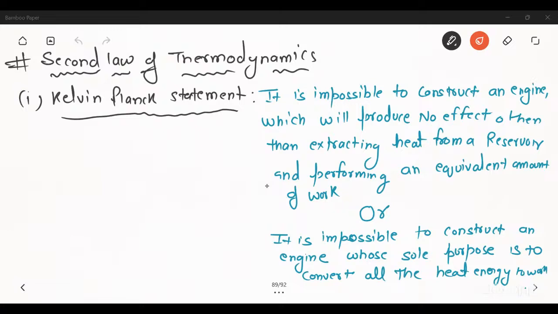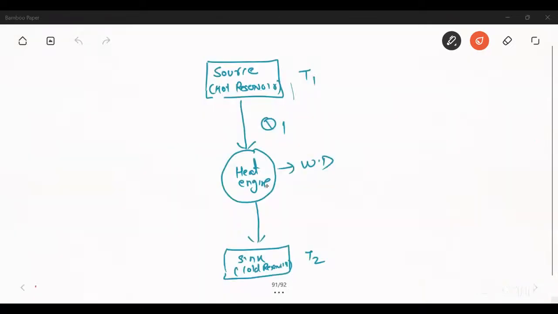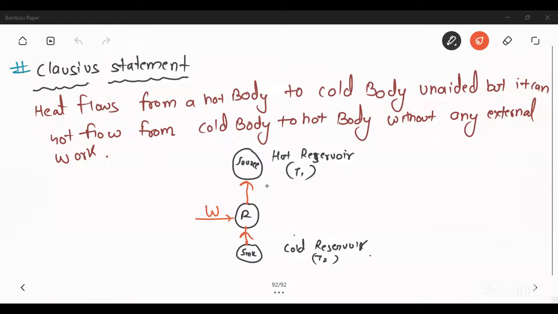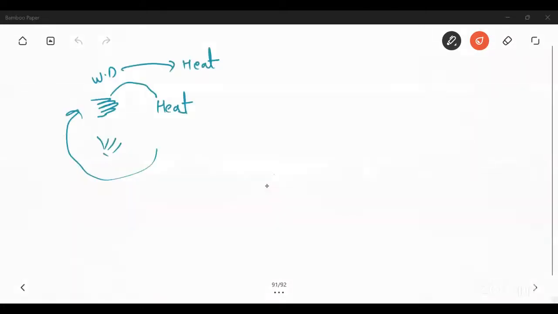Kelvin-Planck statement states that it is impossible to construct an engine which will produce no effect other than extracting heat from a reservoir and performing an equivalent amount of work. Or simply, you can say that the Kelvin-Planck statement says to us that it is impossible to construct an engine whose sole purpose is to convert all heat energy to work. In this statement, we have discussed one more point that all work done can be converted to heat, but all heat cannot be converted to work done.